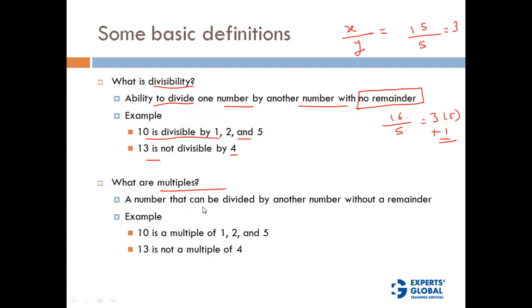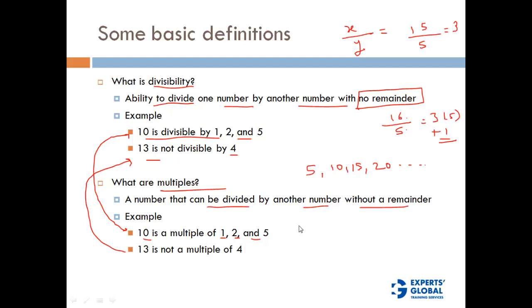What are multiples? Same concept, just that we look at it from a different angle. A number that can be divided by another number without a remainder. So multiples of 5 are going to be 5, 10, 15, 20, like that, because all these numbers when divided by 5 don't leave any remainder. So 10 is a multiple of 1, 2, 5. Look at this, the same statement written differently. 13 is not a multiple of 4. That means 13 is not divisible by 4.